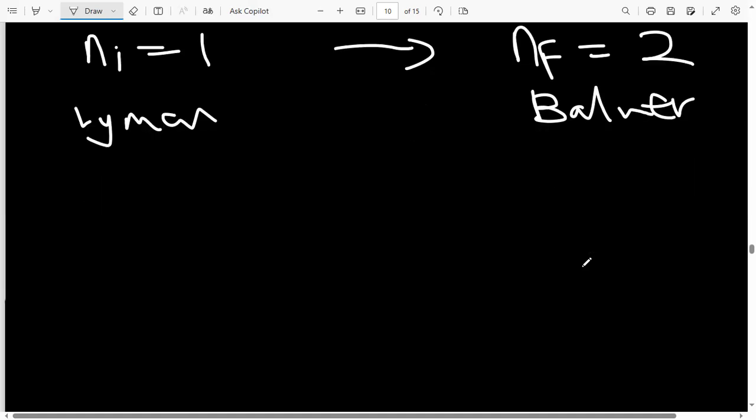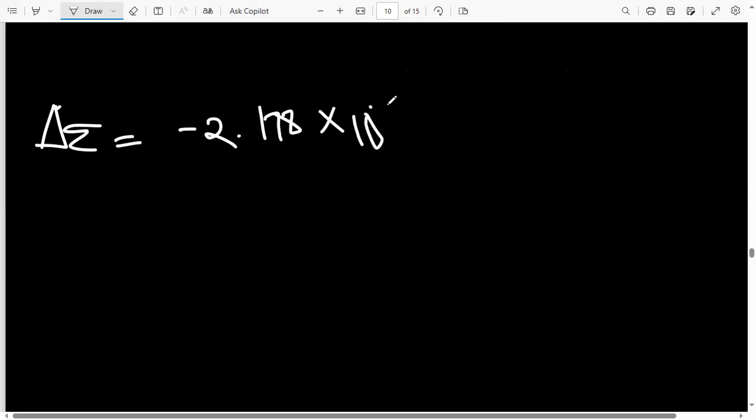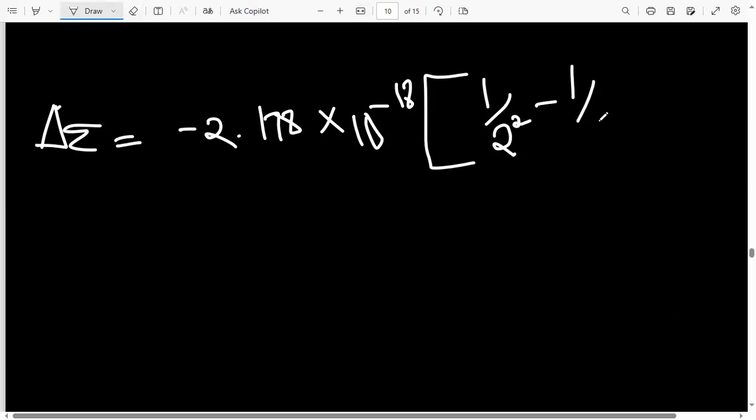to the Balmer series. So we are going to say the change in energy is equal to minus 2.178 multiplied by 10 to the power minus 18. Okay, so this is 18. And then in the brackets here, I'm going to have 1 over, what was our n final? It was 2 squared, then minus 1 over 1 squared, like this.